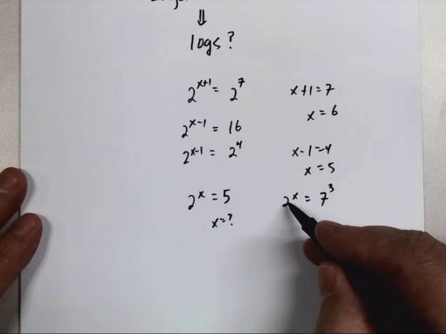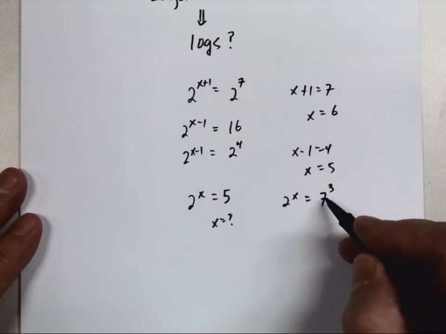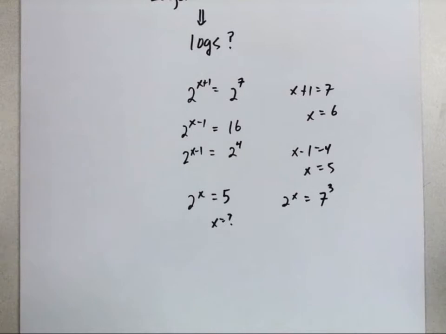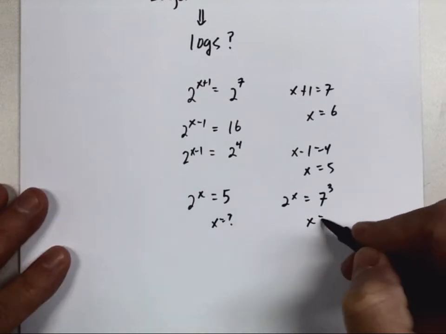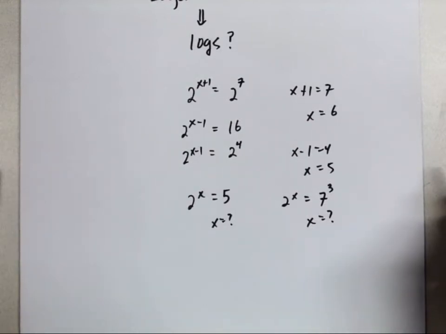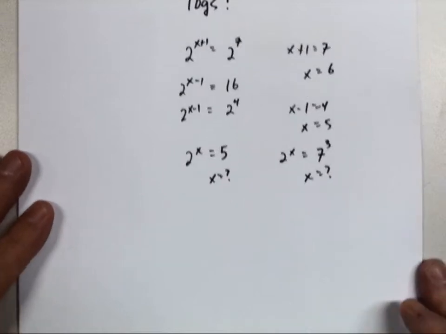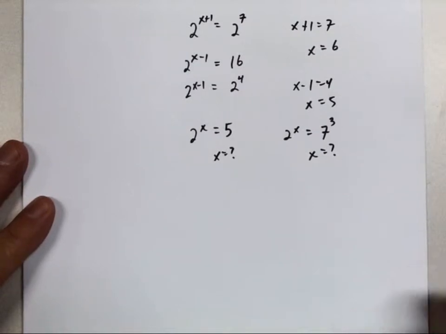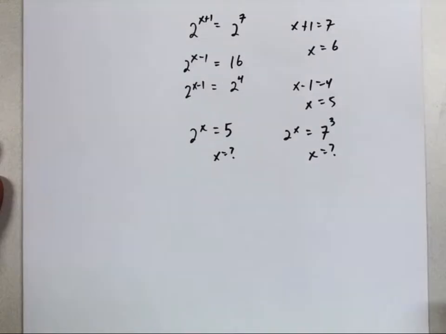Same thing here. On the left-hand side, my base is 2. On the right-hand side, base is 7. They're not the same. Therefore, what do I do? I'm sort of stuck. Well, I like to say, since now we're stuck, the reason why God gave us logs is to solve these kinds of equations.